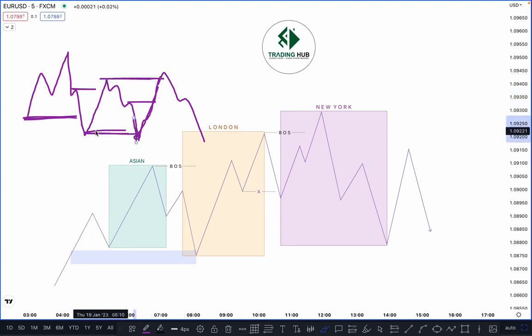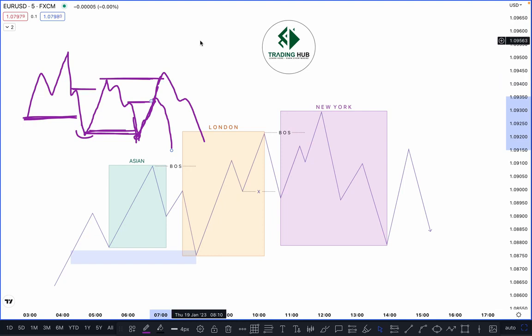But if price closes below it here, which is the London session, then what happened? The market has taken out this inducement, and then you will see a downside move, right? So I will show you exactly the same thing on the chart, then you can understand very easily and very quickly. So simply you can understand like this.